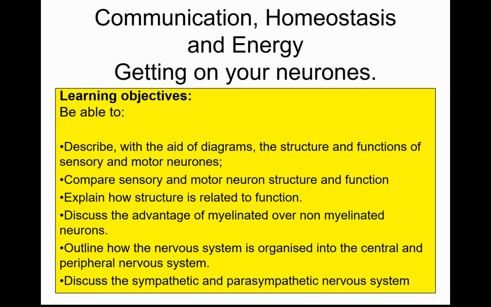Hello Year 12. So today we're going to start looking at the nervous system. We're going to be looking at the different types of neurons and their structure. We're going to be comparing the different types. We're going to be looking at something called myelination and what that is and why it's important. And then we're going to look at the outline of the layout of the nervous system and look at the sympathetic and parasympathetic nervous system.